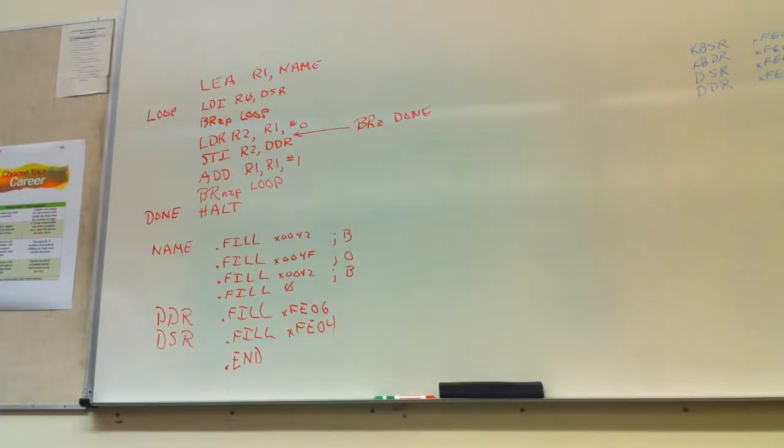That, by the way, is not just an LC3 thing. That's very common in virtually every assembly language around, that character strings are terminated with a 0 character, a null character. Can't say 0 character because that's the character 0. It's what's called a null character.